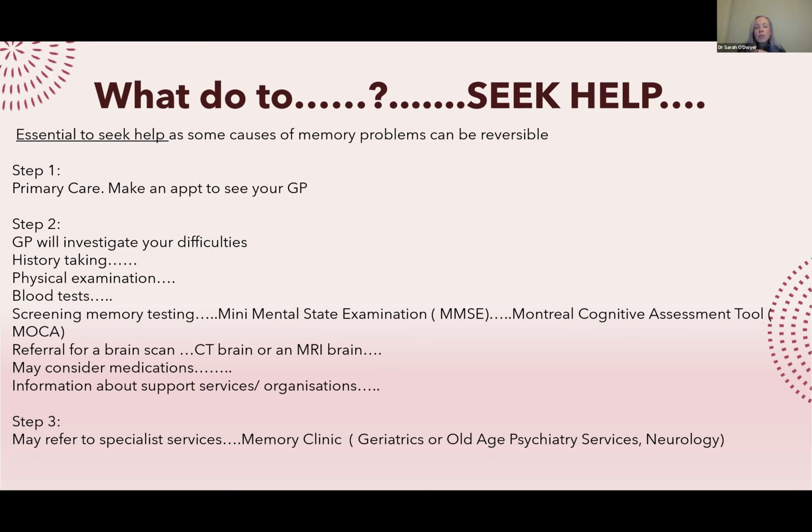So the GP is going to listen. They're going to take a history. They may do a physical examination. They may take blood tests. They might do some memory screening, which I'll talk a little bit more about. So that's very brief screening to give them an idea of whether there's something of concern. They may, and are likely to, send you for a brain scan, particularly a scan called a CT brain or an MRI brain. Okay, and I'll talk a little bit more about that. And they may consider medications, but they may not, really depending on your presentation. And they also might provide you then with more information about support services and organizations.